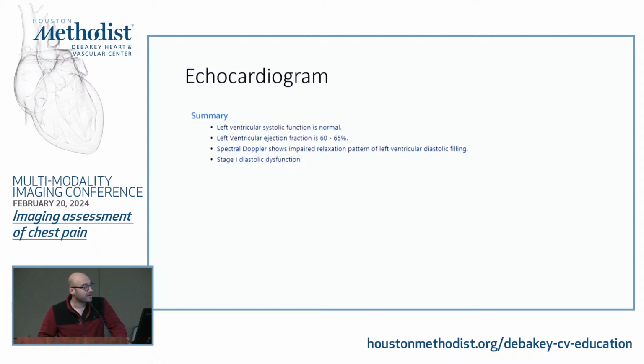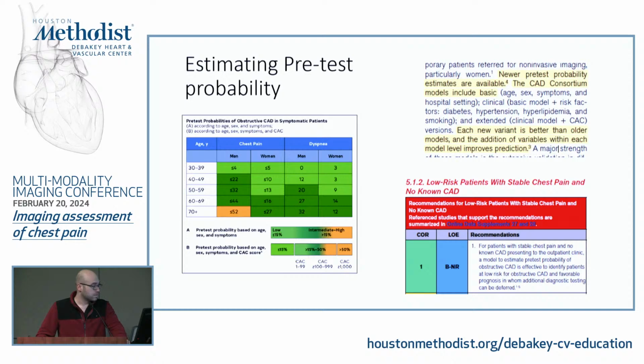Okay, so I'm not going to put the echo images, but the echo was ordered, and the results were pretty much just normal, with diastolic dysfunction grade 1. Let's see the next one. Okay, so this is what we talked about.